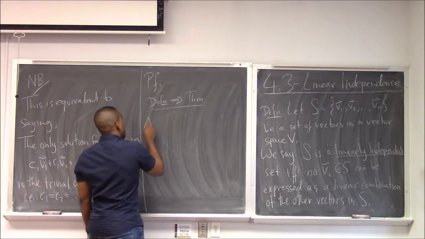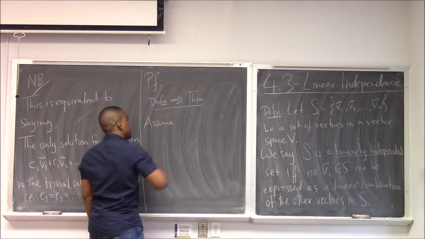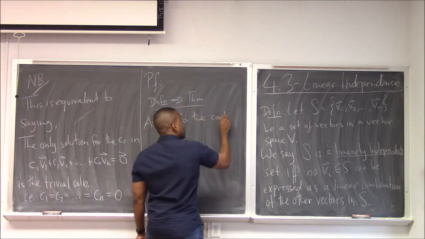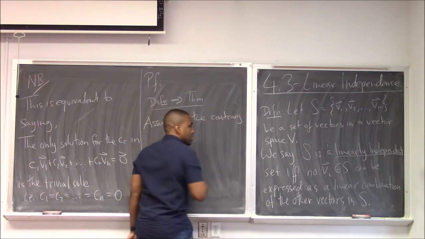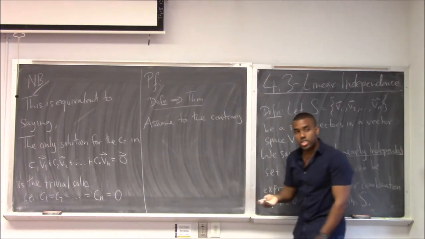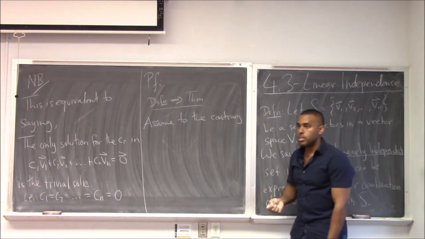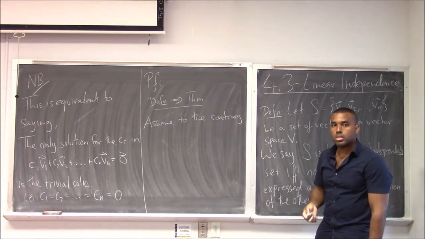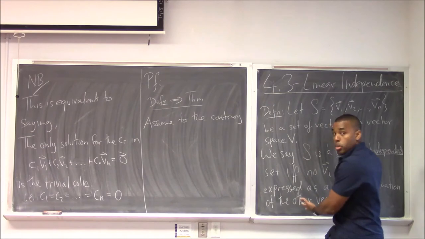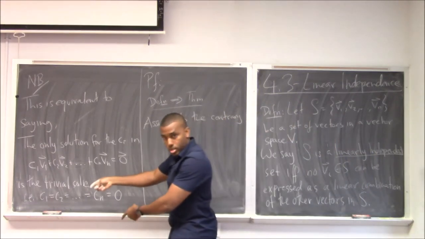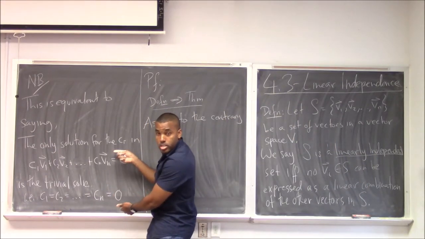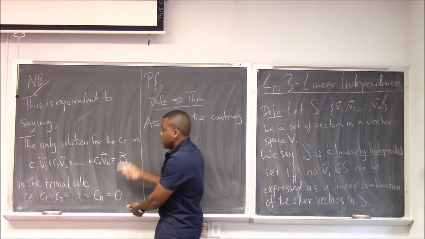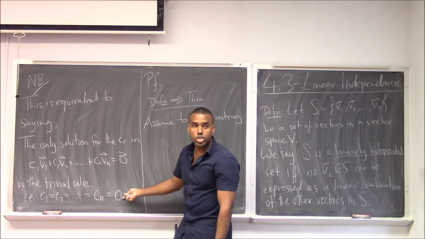Then I'll start here, over this direction. Assume, it's probably the easiest way to prove it, assume to the contrary. So I'm going to do a proof by contradiction. So what would I be assuming here? You would be assuming that this is true, but that that is not true. Okay, what does it mean for this to be false? That means that the solution is not the trivial solution, meaning we have solutions other than the trivial solution.